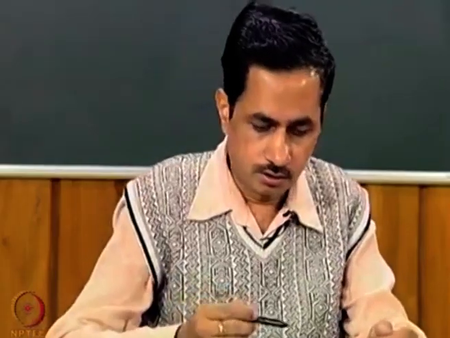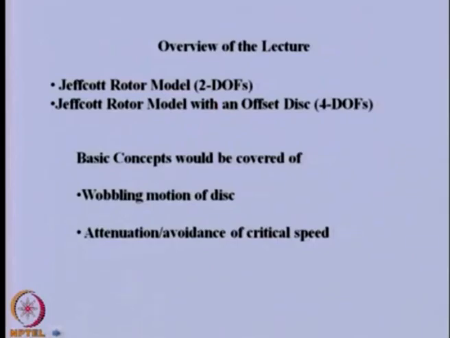So, let us see the overview of the lecture, that is the Jeffcott rotor model with 2 degrees of freedom, then the Jeffcott rotor model with an offset disk that will be a 4 degree of freedom system. In the first case, we will be considering only the linear, that is translation motion of the disk. In the second case, not only the translation motion, but also the rotational motion, that is the wobbling motion of the disk when it is offset in a simply supported case. So, concepts like wobbling motion and avoidance of the critical speed we will look into in this lecture.